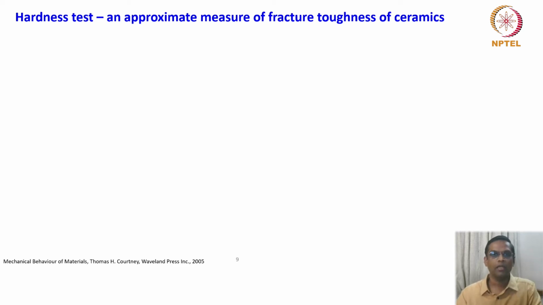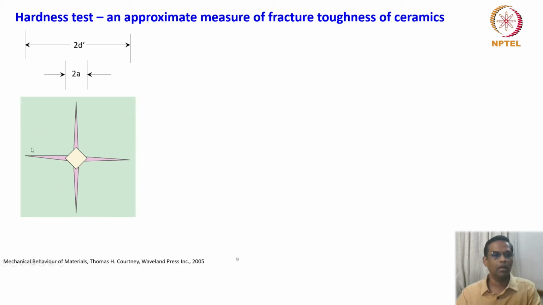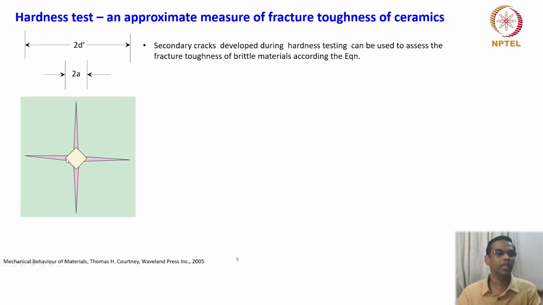So here, just by measuring the Vickers hardness, which makes the pyramid impression like this, the surface will have this square type, and what is shown in the rose color is the cracks which just emanate from the sharp edge corners of the indenter. So assume that this is the ceramic material and this is the Vickers hardness measurement, and then cracks develop like this. So secondary cracks developed during the hardness testing can be used to assess the fracture toughness of brittle materials.